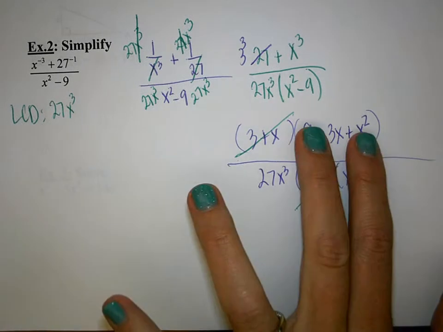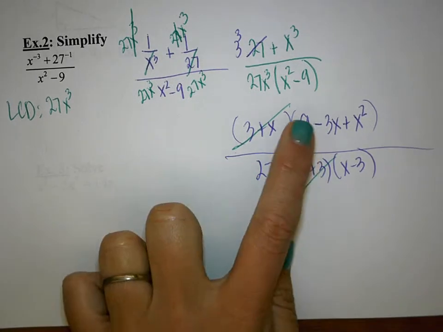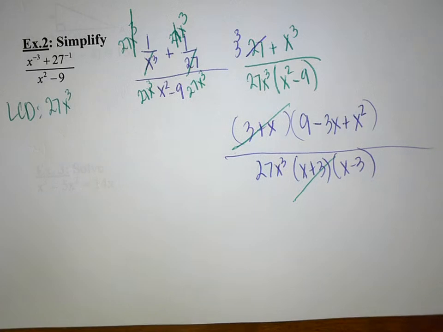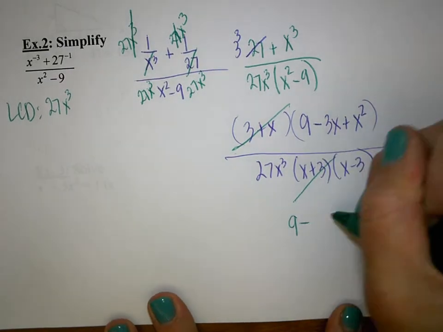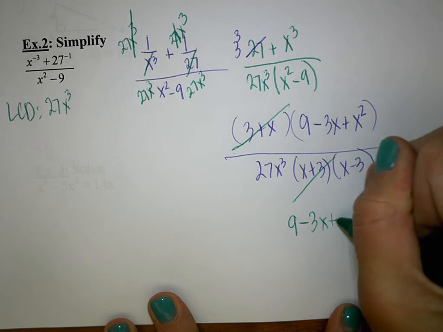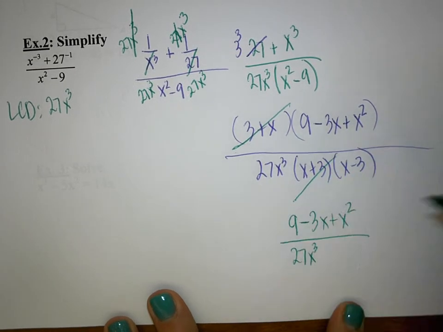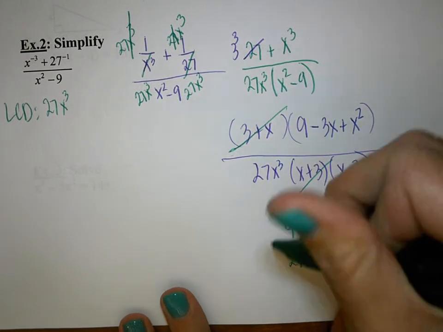This can't be factored. Can 27 go into all three of these? It can only go in unless you can do all of them. So I believe this is my answer: 9 minus 3x plus x squared on the top, and 27x cubed, parenthesis x minus 3 on the bottom.